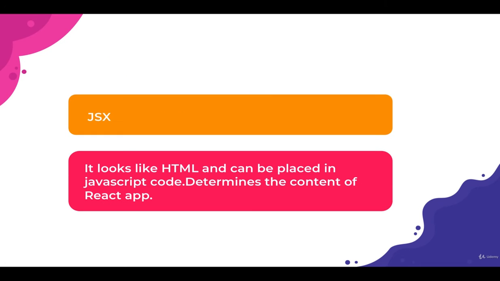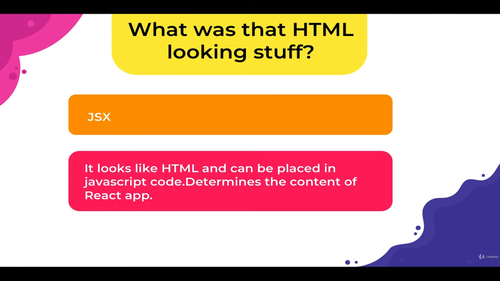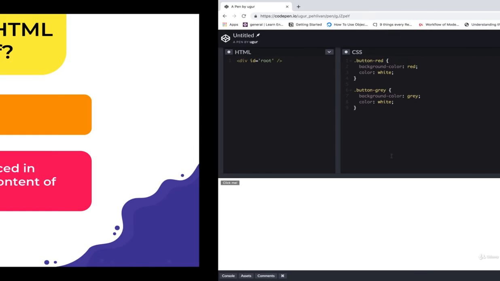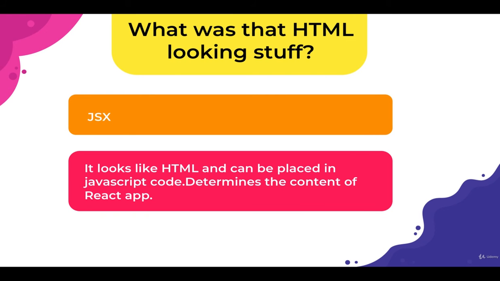What do you think? Next question was, what was that HTML looking stuff? So back inside of the editor over here, you'll notice that inside of that render method, we had, sure enough, a little bit of HTML right here. So, in fact, it's not quite HTML, even though it looks very much like HTML. Instead, what we wrote there was something called JSX.